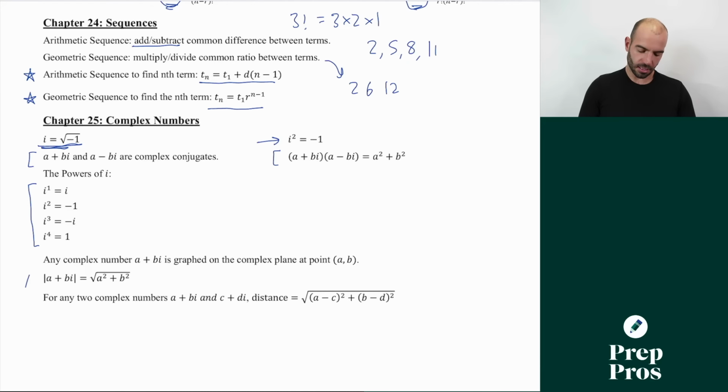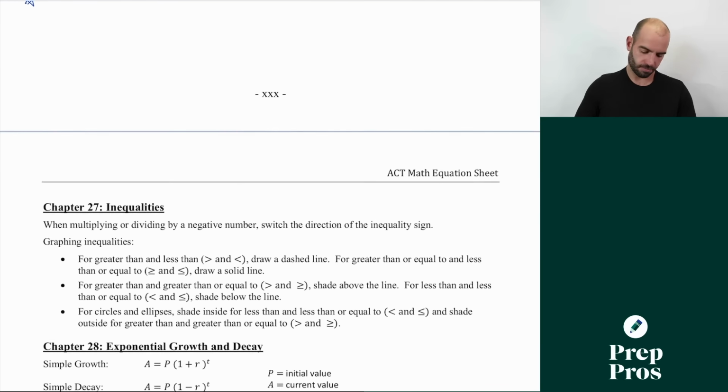Same with these guys down here. The absolute value for these numbers, the distance, these are really advanced. I would say these are like my level 4 ones. They're not super commonly tested, so you don't need to worry about those as much, again, unless you're a really advanced math student.